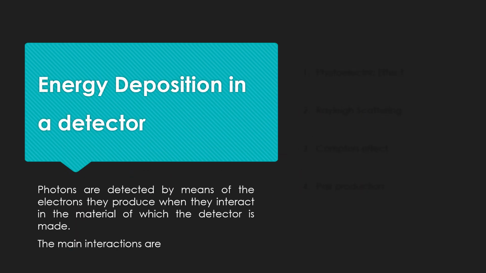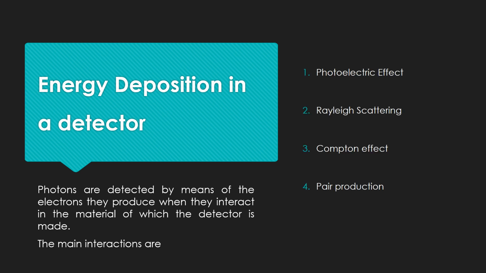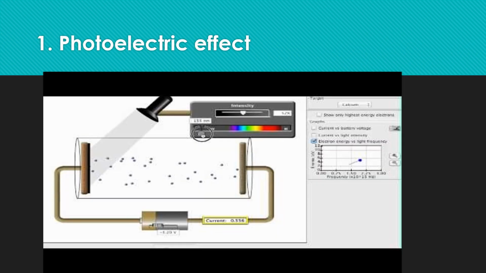So it's important to study the energy deposition in a detector. As we know, we have four main interactions of photons with matter. The first one is the photoelectric effect, then the Rayleigh scattering, the Compton effect, and the pair production. I'm gonna talk briefly about the photoelectric effect by using this video.